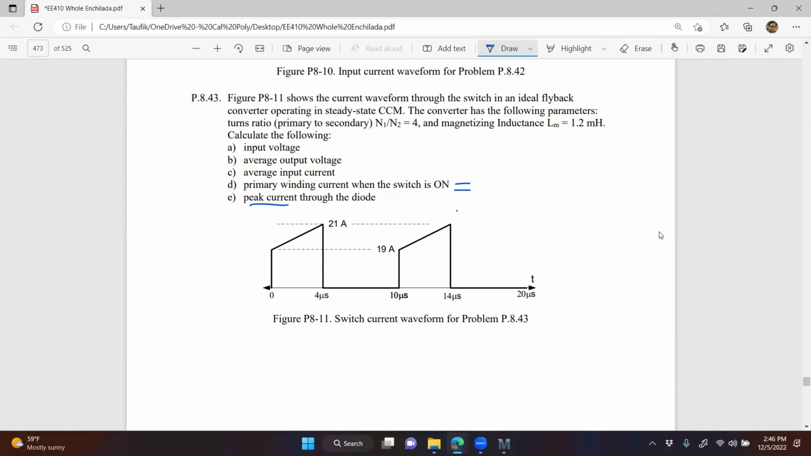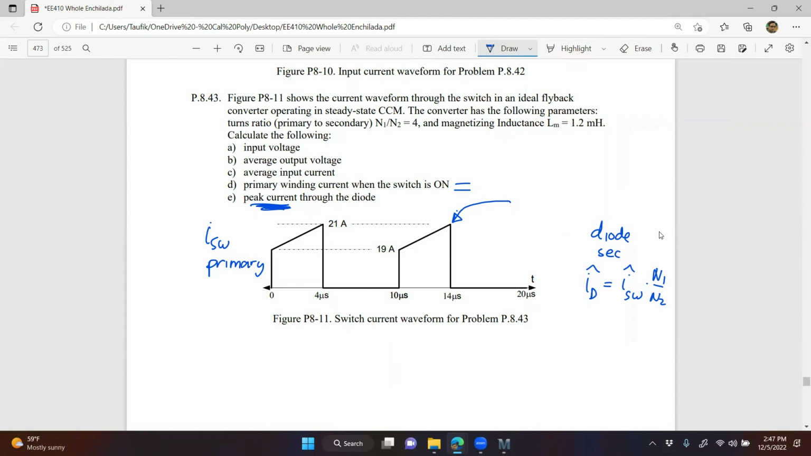So the peak current through the diode is going to be related to this peak value right here. Remember, this is through the switch, on the primary side. The diode is on the secondary side. So the peak value of the diode current should be the peak value of the switch current times the turns ratio. I believe is it N1 over N2? Am I right? It's 1 and 4, I mean 4 and 1.